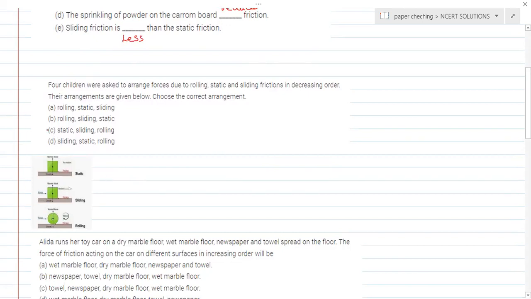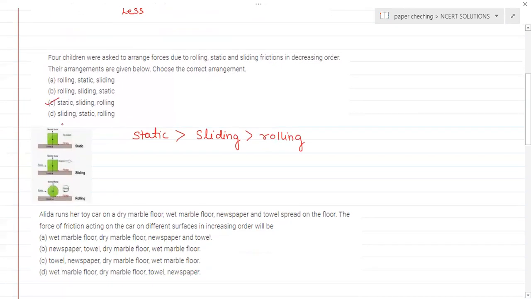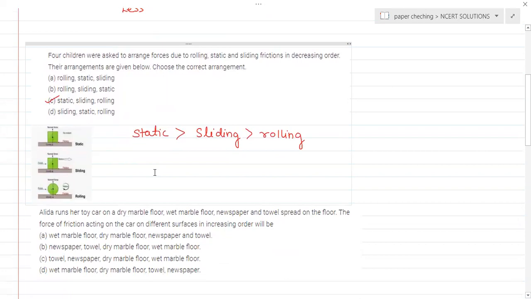So I'm sure option C is correct, because now it is in decreasing order. Static friction is higher than sliding friction, and sliding friction is higher than rolling friction. So option C is correct. This is quite a common question, can be asked either to write in increasing ascending order or decreasing or descending order.